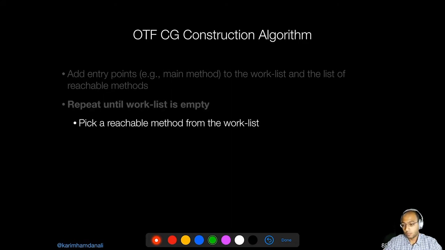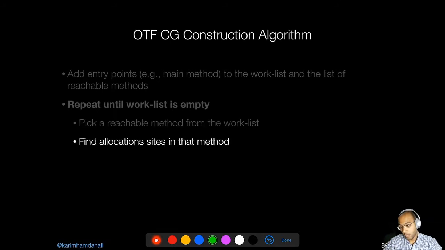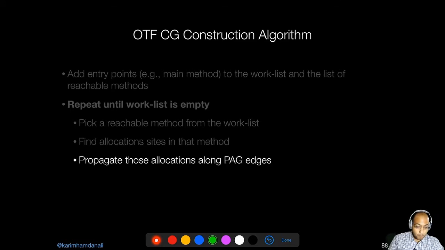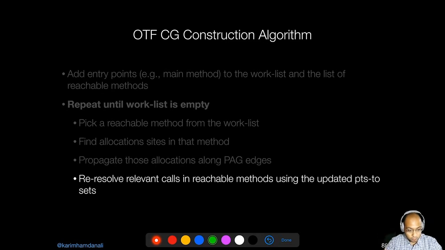Pick any reachable method from the list, just pick one of them, and process that method. How are we going to process that method? We are going to process it by finding all the allocation sites of the method. First, find all the allocation sites. Propagate those allocation sites across the pointer assignment graph edges. So we assume that we already have created a pointer assignment graph. Then re-resolve all the relevant calls in the set of reachable methods based on the new information that you may have obtained from the updated points-to sets.